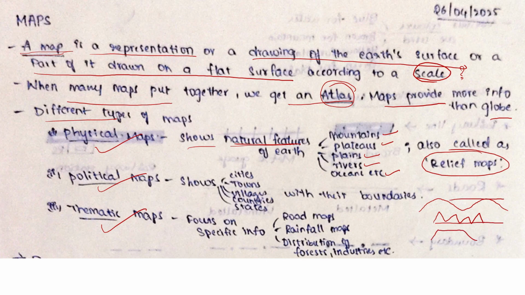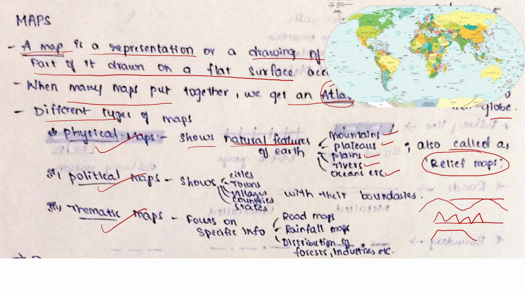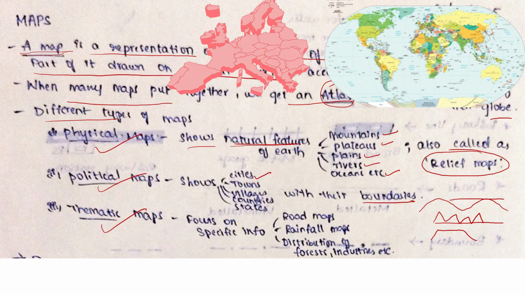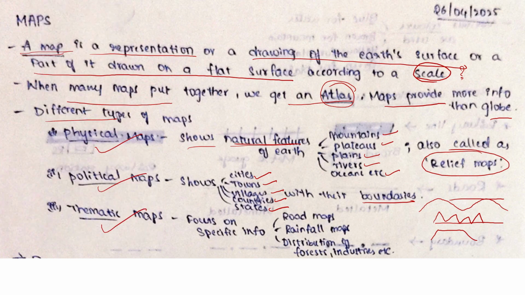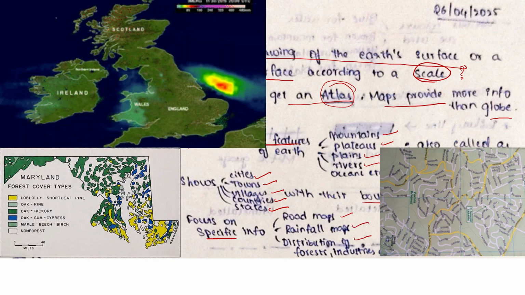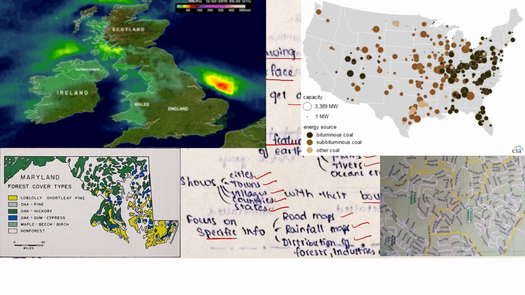Now let's see what are political maps. These maps show the boundaries of places like cities, towns, villages, countries and states on the map. And the third type of maps are thematic maps. These maps focus on specific information such as road maps, rainfall maps, distribution of forests, distribution of industries, etc.